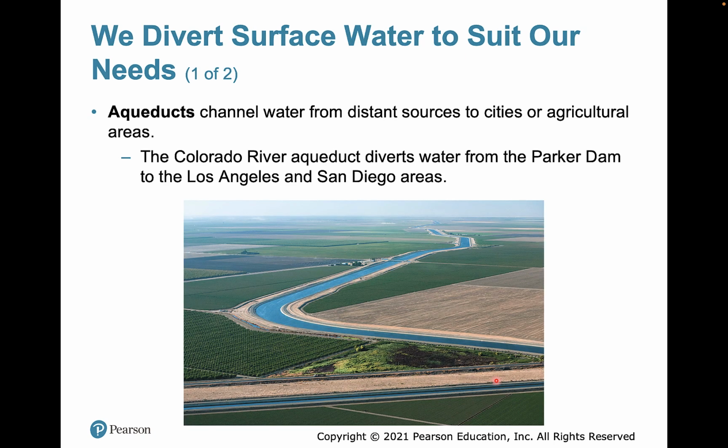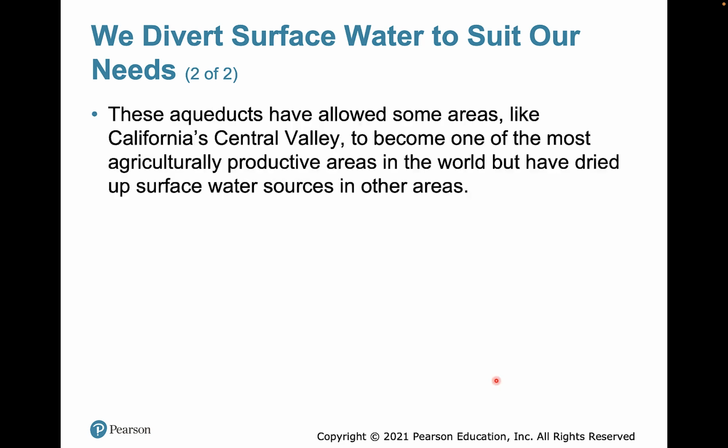So an aqueduct, the Romans used aqueducts. It channels water from distant sources to cities or agricultural areas. And this is an aqueduct, the Colorado River Aqueduct, which diverts water from the Parker Dam to Los Angeles and San Diego. So a lot of those areas in the desert have water that gets trucked in or aqueducted in from other areas.